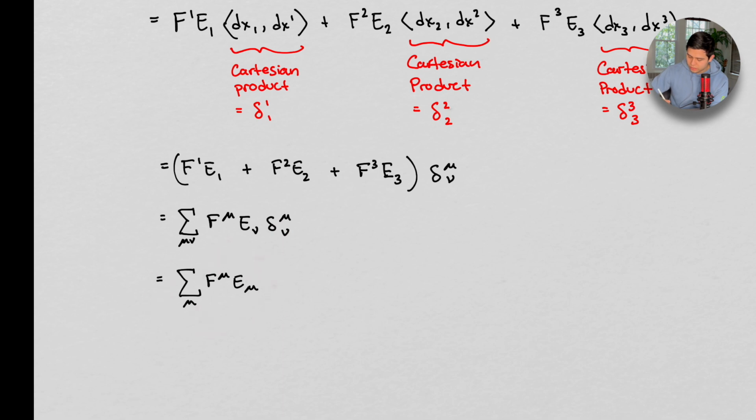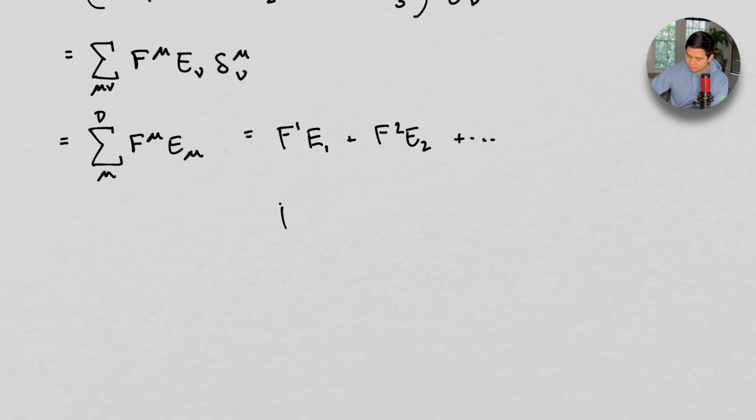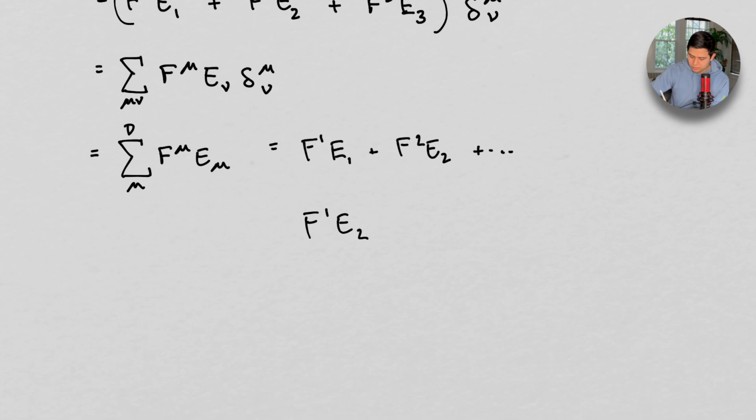Then we can reduce the summation to something that looks like this, where we just have mu, because then this gives us f1 e1 plus f2 e2, and we go to the maximum number of dimensions we're considering. But that means we can't have something like f1 e2, because the mu and mu, these two are the same. They always have to be the same. If this was a nu, then that wouldn't be the case.